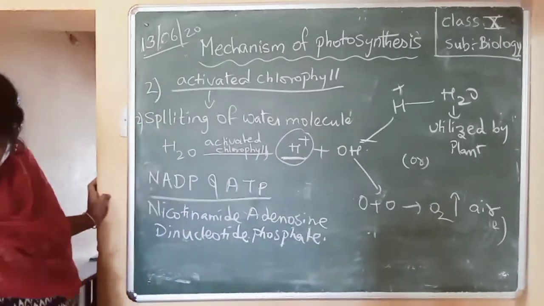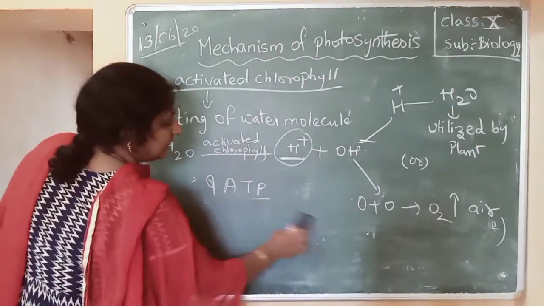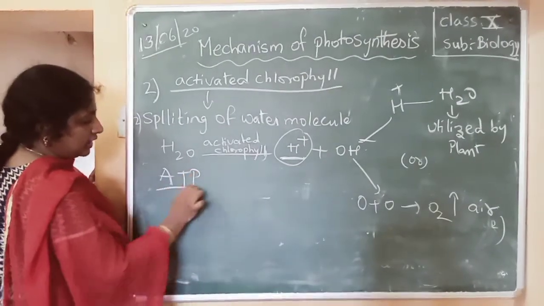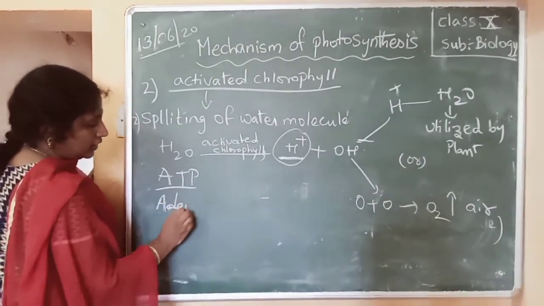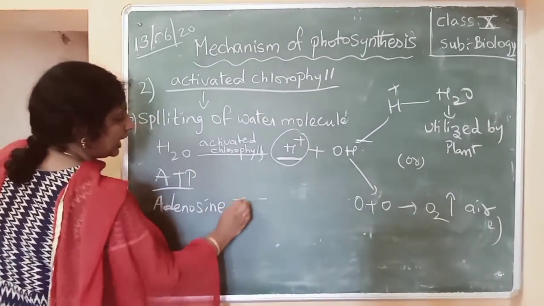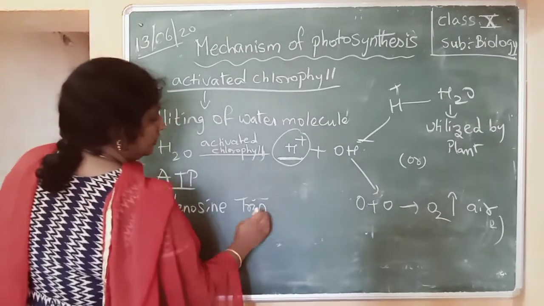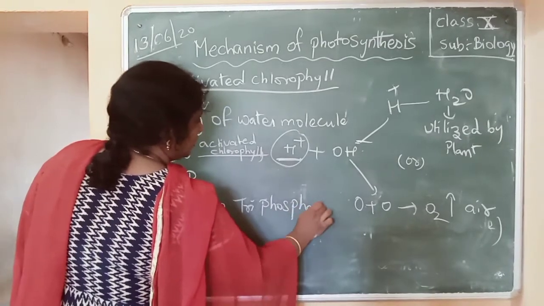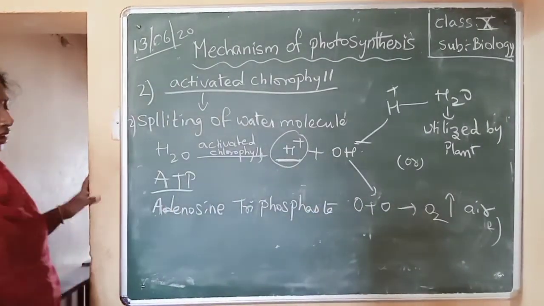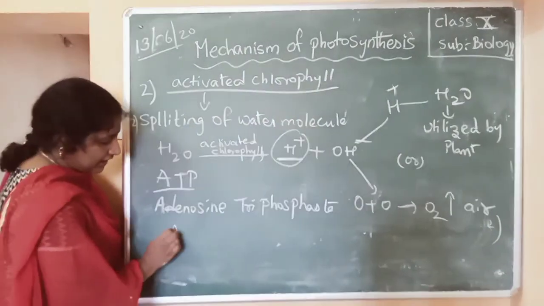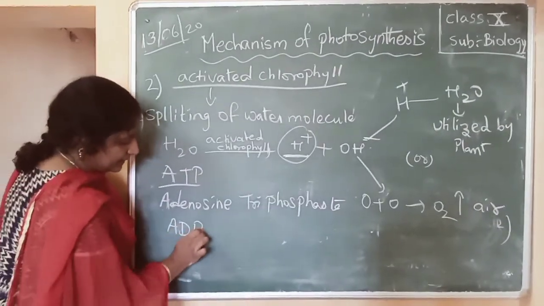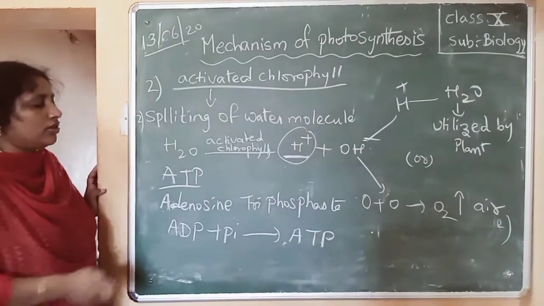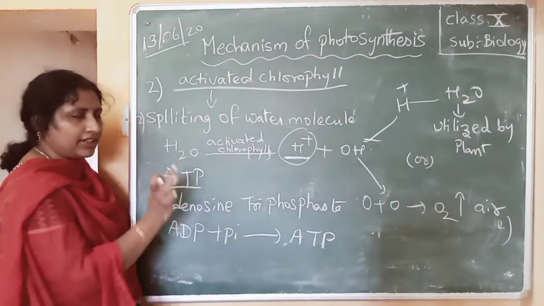Now, what is ATP? ATP is the energy of the cell. ATP is adenosine triphosphate. It is formed from ADP plus Pi, which gives rise to ATP. So first let us know what ATP, adenosine triphosphate, is.